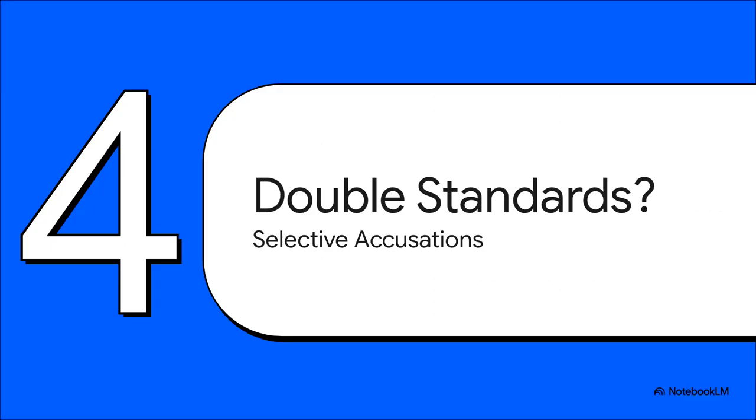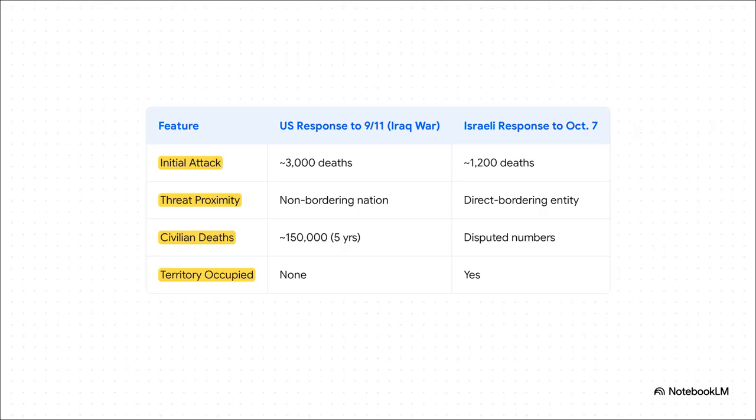This data analysis leads us right into the paper's fourth and final major point: the accusation of a double standard. The author essentially asks why this specific conflict is being labeled a genocide when other conflicts that were, statistically, much deadlier for civilians were not. This table lays out the author's comparison, point by point.